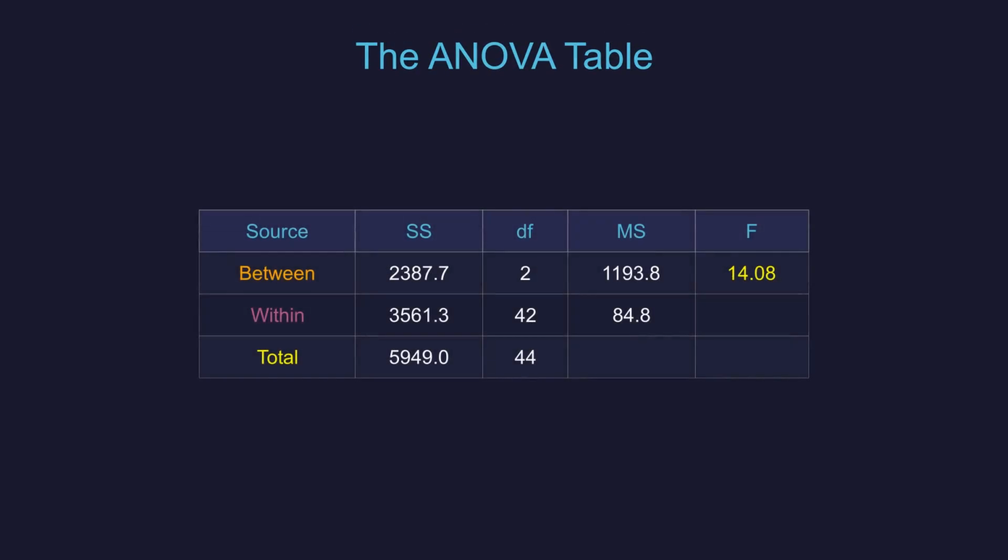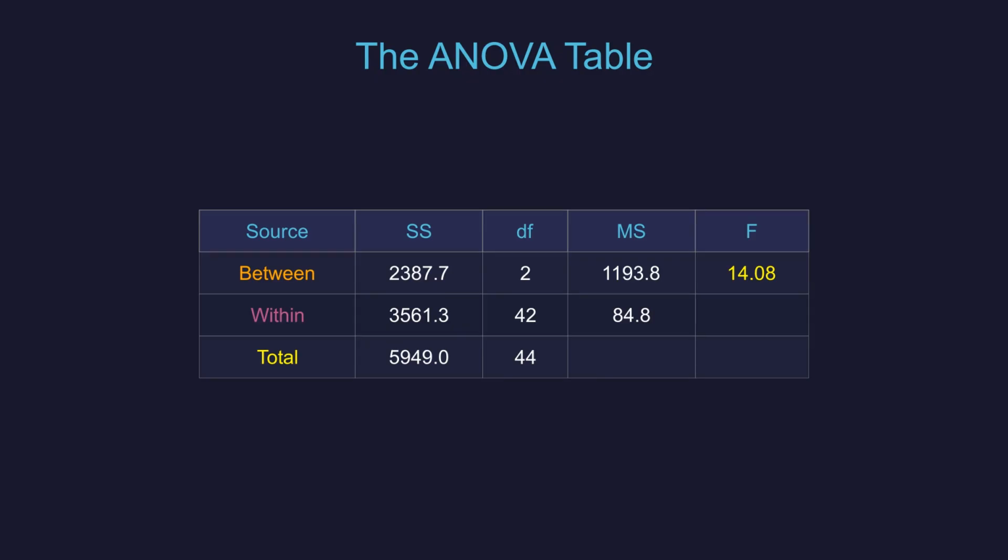Here is the ANOVA table for our pets and stress data. The between row shows SS of 2,387.7 with 2 degrees of freedom and a mean square of 1,193.8. The within row has SS of 3,561.3, 42 degrees of freedom, and a mean square of 84.8.